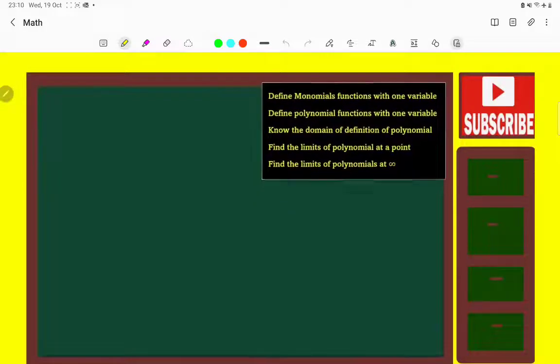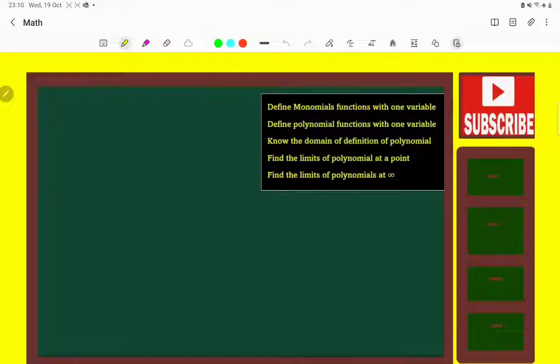So first of all, I'll start with the definition of monomials with one variable, in which I can say a monomial function is a function in the form f_m of x equal to a x to the power n, in which a is a non-zero real number, x is a variable, and n is a whole number. Of course, you can go back and check my previous video so you can learn the difference between real numbers and whole numbers.